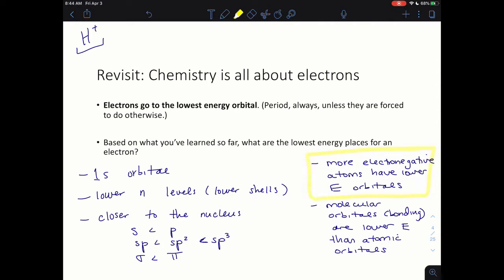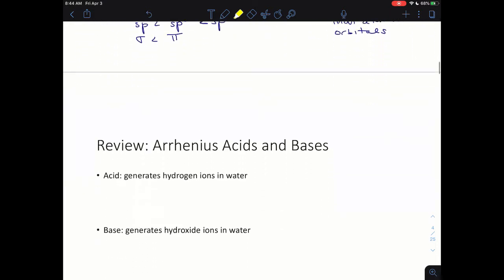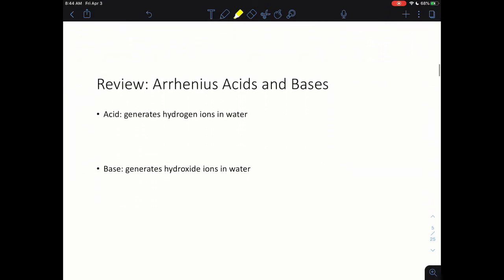More electronegative atoms have lower energy atomic orbitals. And then finally, I often hear molecular orbitals, at least the bonding ones, they are lower energy than atomic orbitals. So perhaps there's something else that you came up with, and you can check it with me if you have any questions. So let's review Arrhenius acids and bases.